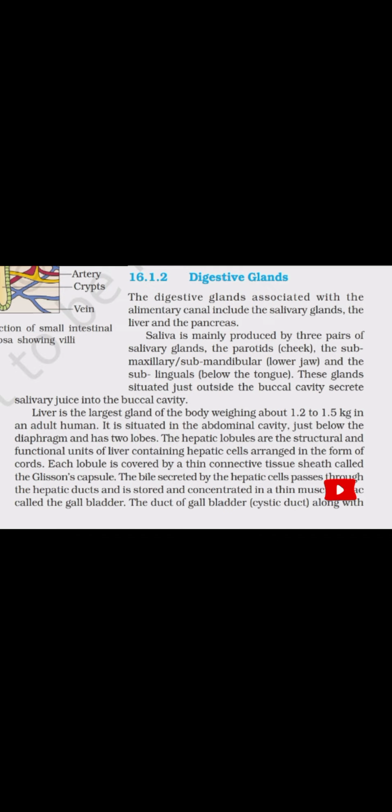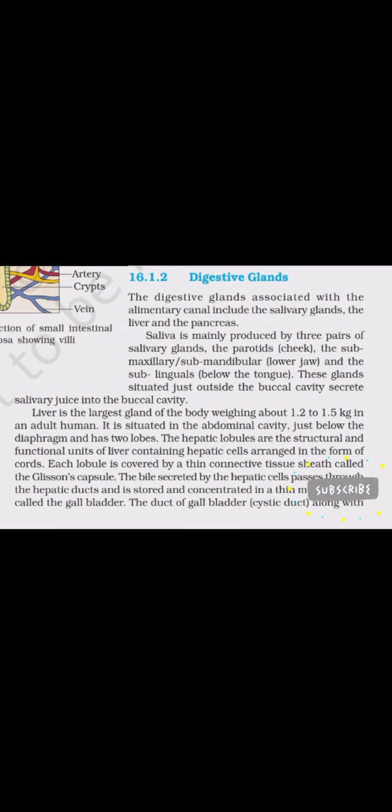The liver is the largest gland of the body, weighing about 1.2 to 1.5 kg in an adult human. It is situated in the abdominal cavity, just below the diaphragm, and has two lobes. The hepatic lobules are the structural and functional unit of the liver, containing hepatic cells arranged in the form of cords. Each lobule is covered by a thin connective tissue sheath called Glisson's capsule.